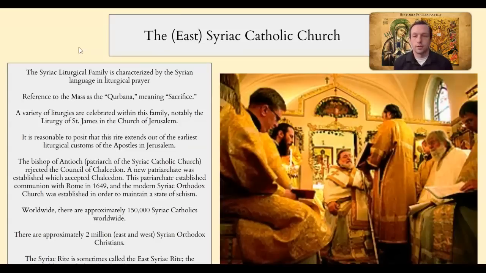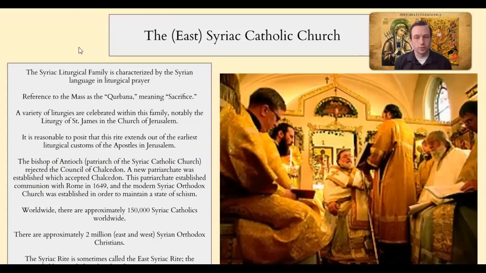All Syriac rites refer to the Mass as the Qurbana, or sacrifice. A variety of liturgies are celebrated within this family, but notably is the Liturgy of St. James in the Church of Jerusalem, which by tradition was written by St. James himself. It is reasonable to posit that this rite extends out of the earliest liturgical customs of the apostles in Jerusalem. The Bishop of Antioch is the patriarch of the Syriac Catholic Church.